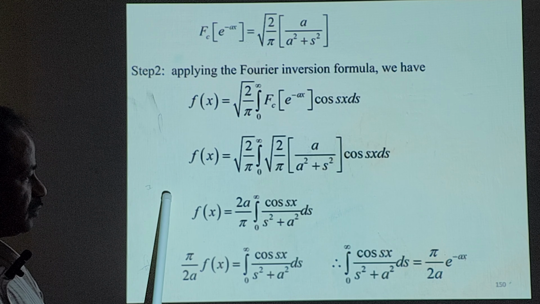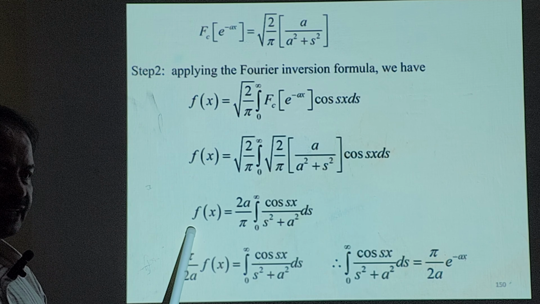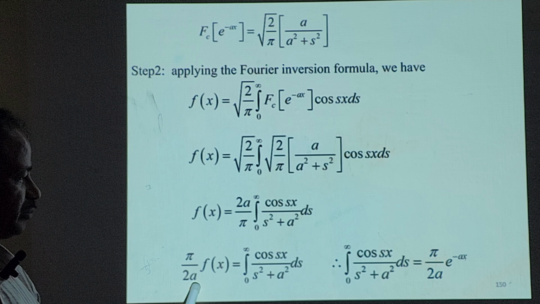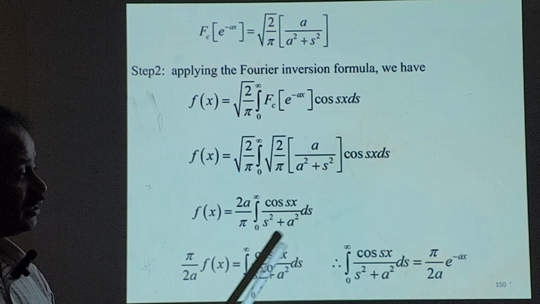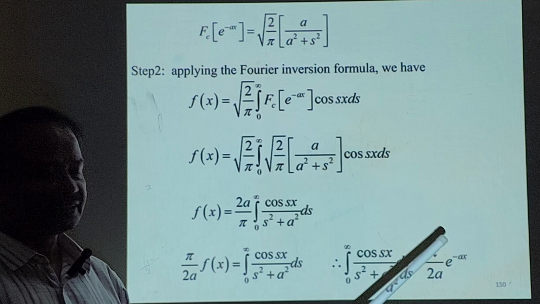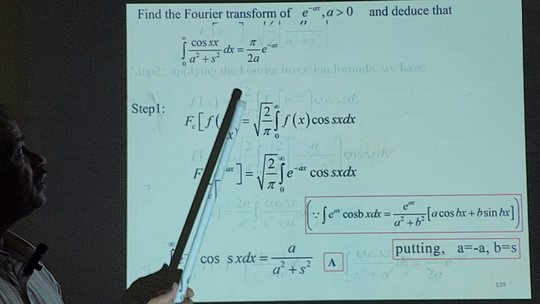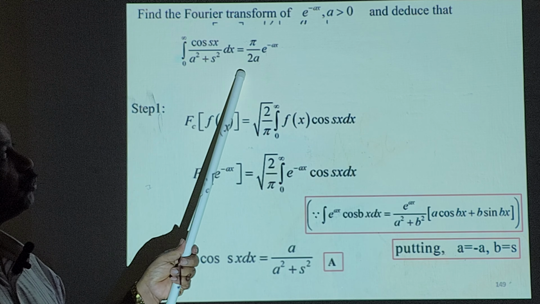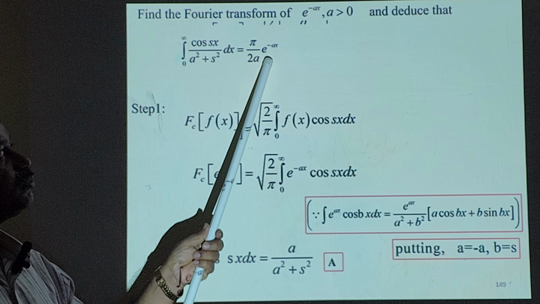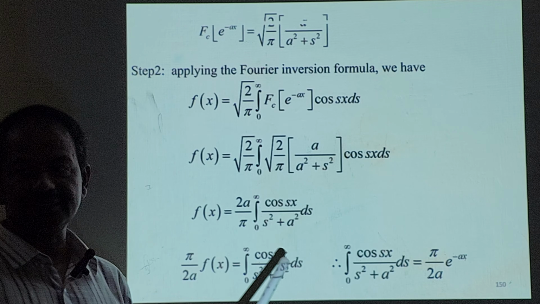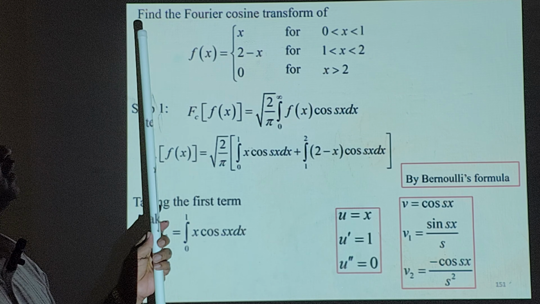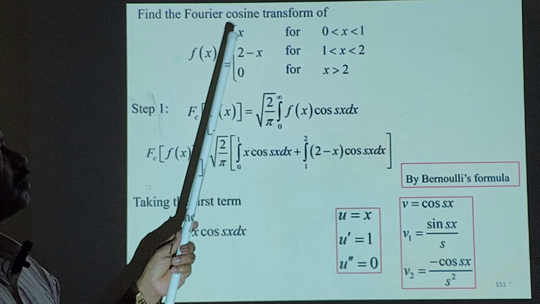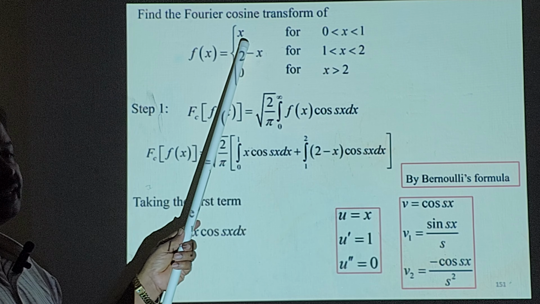So bringing this term to this side and this term to that side, that will give us pi divided by 2a times f of x equal to this one. What is f of x? f of x is nothing but e power minus ax. So this is the answer. See, in this question we have to prove that pi divided by 2a times e power minus ax, so this is exactly this. Okay, any doubt?